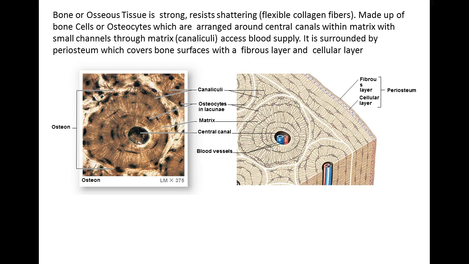Bone tissue, we talked about this a little bit, is strong and resists shattering. It's strong and flexible with regard to these collagen fibers, which resist shattering. The cell of the bone tissue is an osteocyte. And there's a specific design to bone. This is your first picture of it. You'll see another picture of it when we talk about bone.